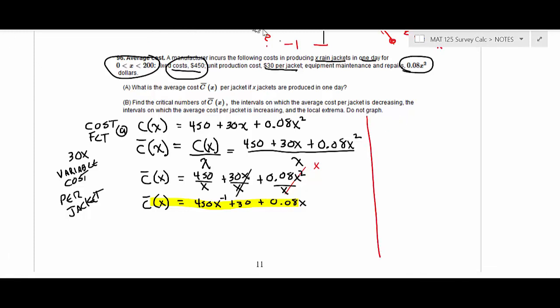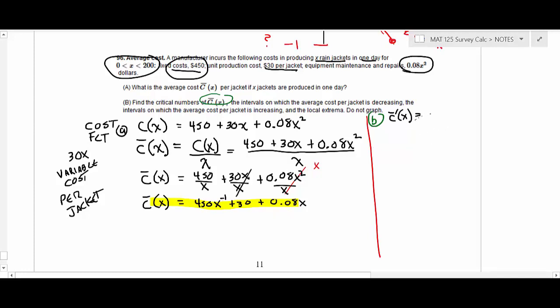Okay, part B of this problem. What it says on part B is we're going to find the critical numbers, the intervals where the average cost per jacket is decreasing, where it's increasing, and if you have any local extrema. And then we'll verify all this on the graphing calculator after we're done. So the first thing we're going to do is the marginal average cost by doing this derivative. So you want to go ahead and do that derivative.